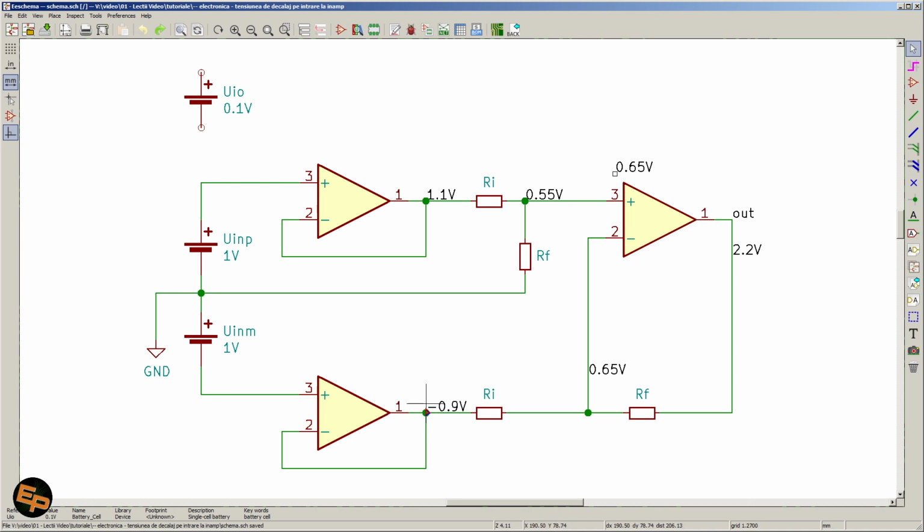And at the output of the second buffer, which sees minus 1 volt on the input, normally it should have minus 1 volt on the output. However, we will have minus 0.9 volts, because it's minus 1 plus 0.1 equals minus 0.9 volts.